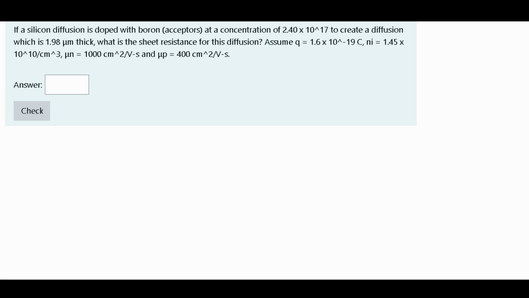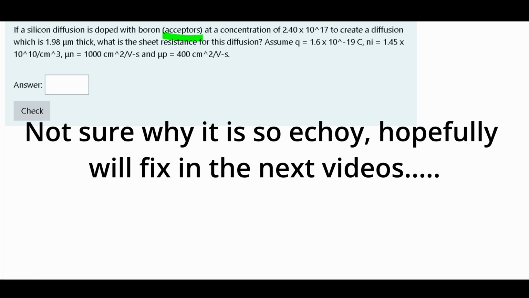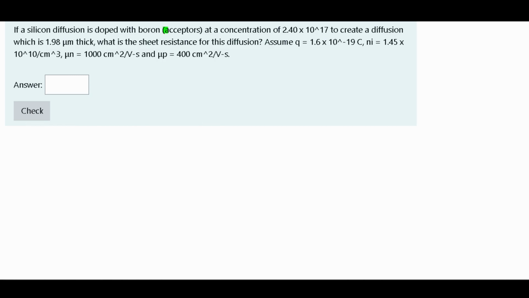The silicon diffusion is doped with boron acceptors. The acceptor part is quite important, at a concentration of 2.40 times 10^17. This number can be different depending on your problem. To create a diffusion that is a certain number of micrometers thick, we're asked what the sheet resistance for this diffusion is. That's what we're going to find. And then we're given some assumptions that we can use to solve this problem.